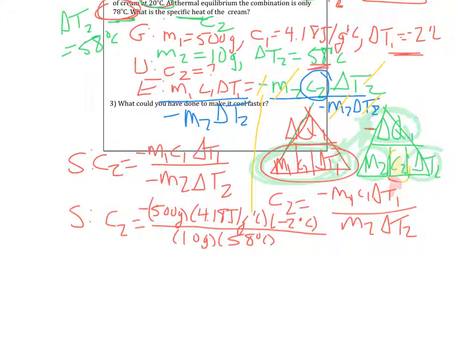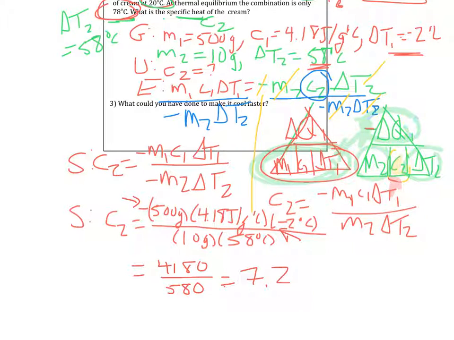So 500 times 4.18 times 2. Notice the negatives, right? Negative here. So this ends up being positive. So 4,180 on the top. We'll figure out units in a second. 10 times 58. Well, that's easy. That's 500 and 80. So divide by 580 and you get 7.2. Now, let's see if we can figure out what these crazy units are going to be, right?